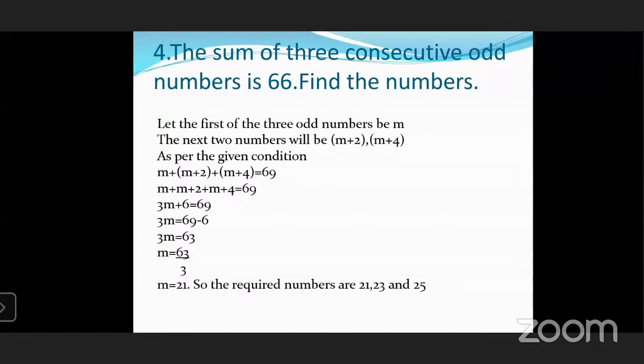As per the given condition, adding the three numbers, we get m plus m plus 2 plus m plus 4 is 69. You open the brackets now and add all of them. m plus m plus m will give you 3m plus 6 is equal to 69. 3m is equal to 69 minus 6, 3m is equal to 63, m is equal to 63 upon 3, m is equal to 21. So the required numbers are 21, 23, and 25. Right?